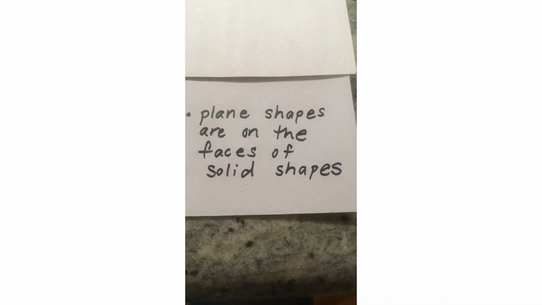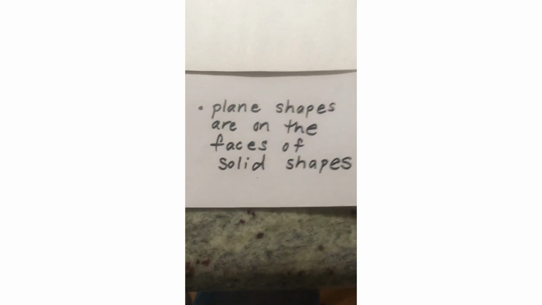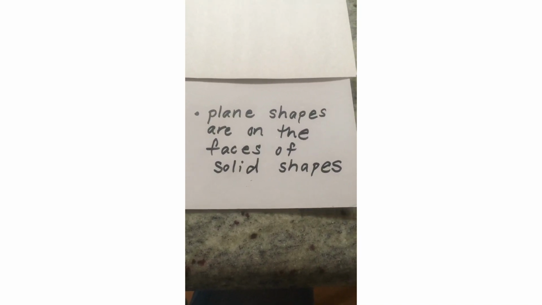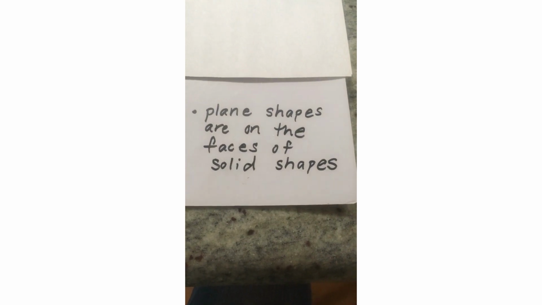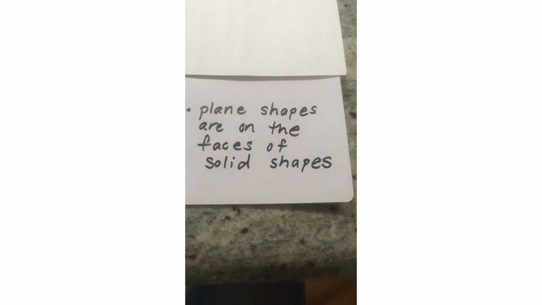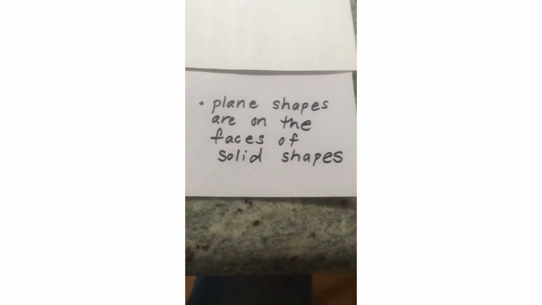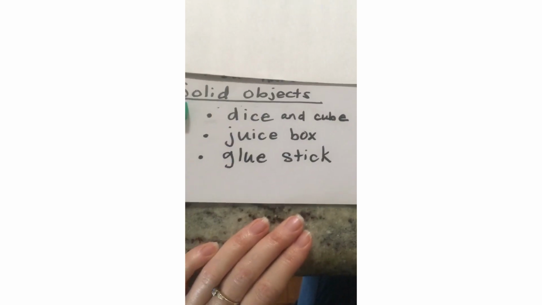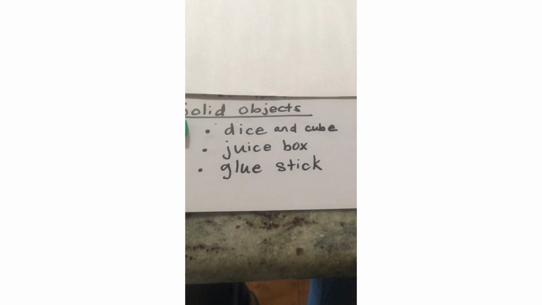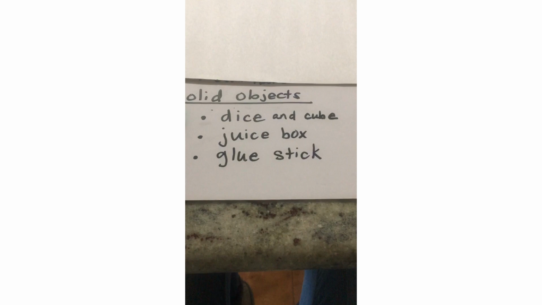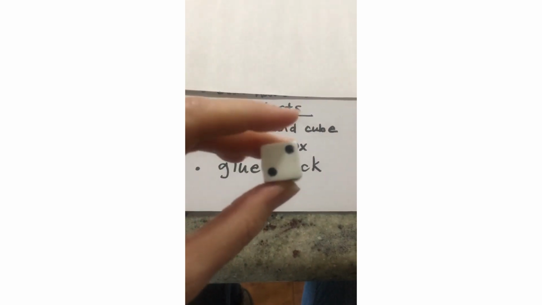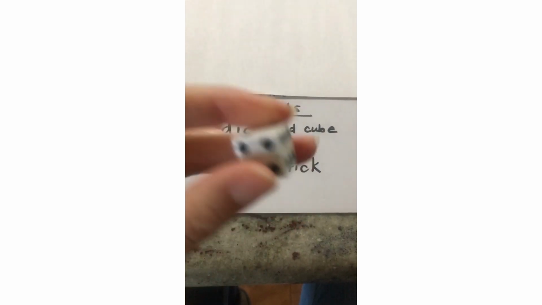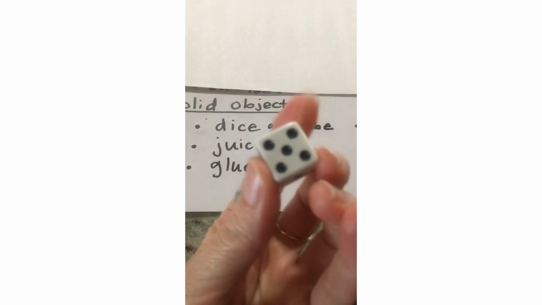Now I want to show you something about solid shapes. Plane shapes, or the two-dimensional shapes, the flat shapes, are on the faces of solid shapes. And I'm going to give you some examples right here. So the first solid objects we're going to talk about are dice and a cube. If you look at this dice, you see the numbers on the sides, 1 through 6.